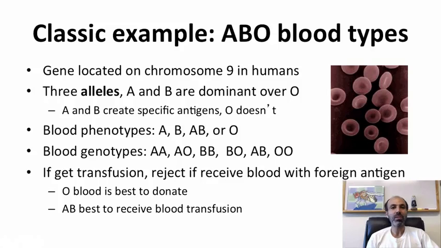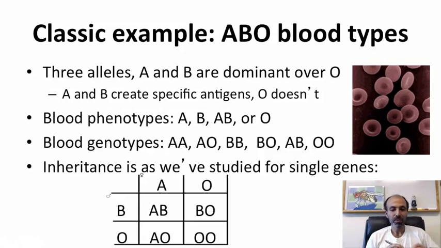Now, what do you do when you have these three genes at a locus? Well, again, as I said, A and B are dominant over O. Here's all the blood types. Basically, the inheritance works just the same as the way we study it for single genes. So I did a cross here as an example of an AO female crossed to a BO male. And you see you get four possible blood outcomes there. You can be AB, BO, AO, or OO.